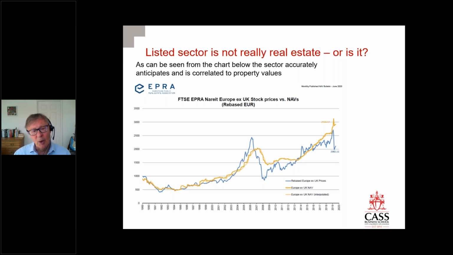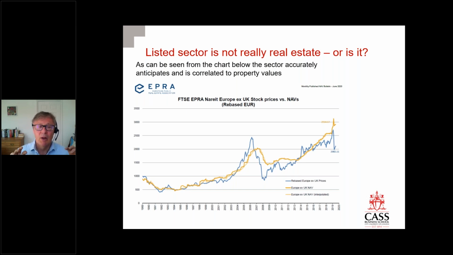The second thing that comes out very clearly from this, and you can see this on a couple of occasions, is how the blue line, which is the share price, effectively already anticipates changes in values, particularly at what we call inflection points. And as you can see most recently there, share prices are assuming a big decline in property values, which is now just starting to be realized.